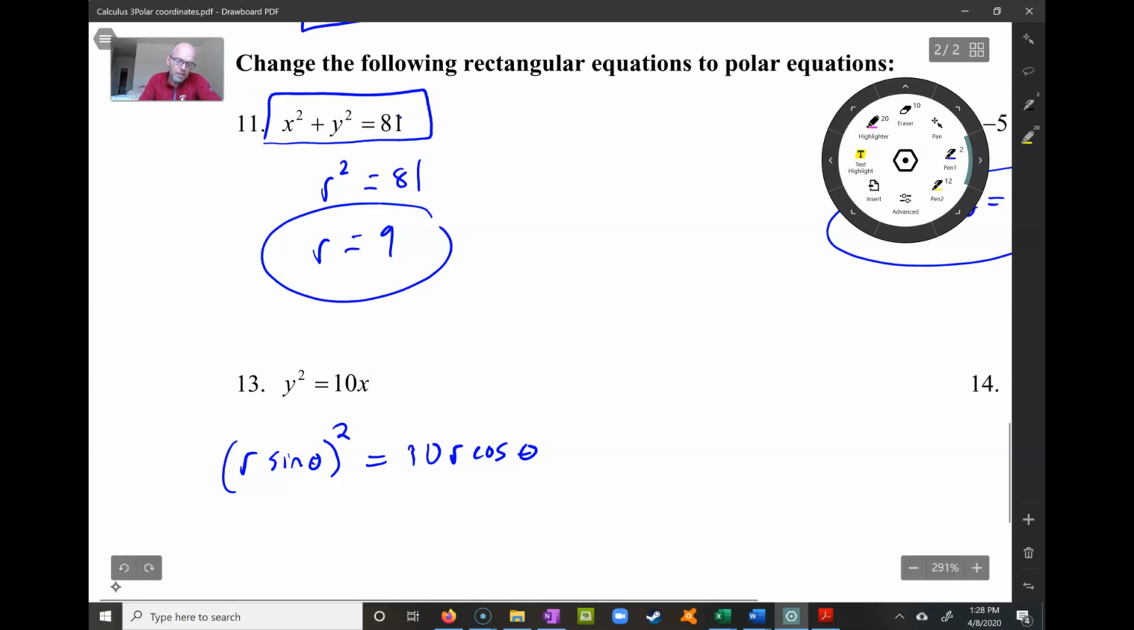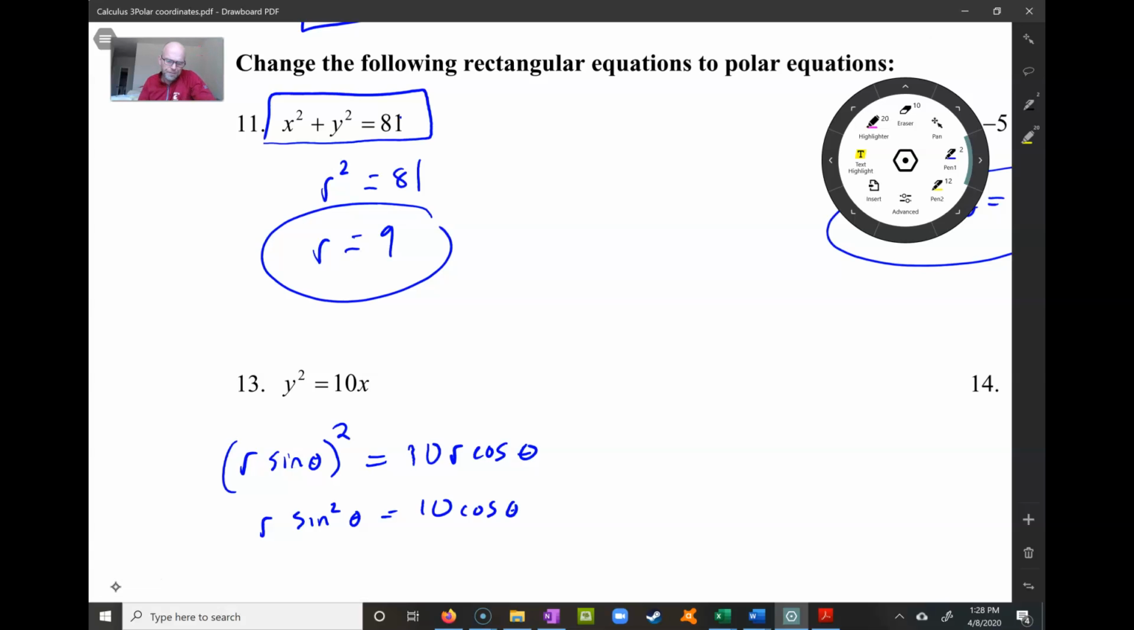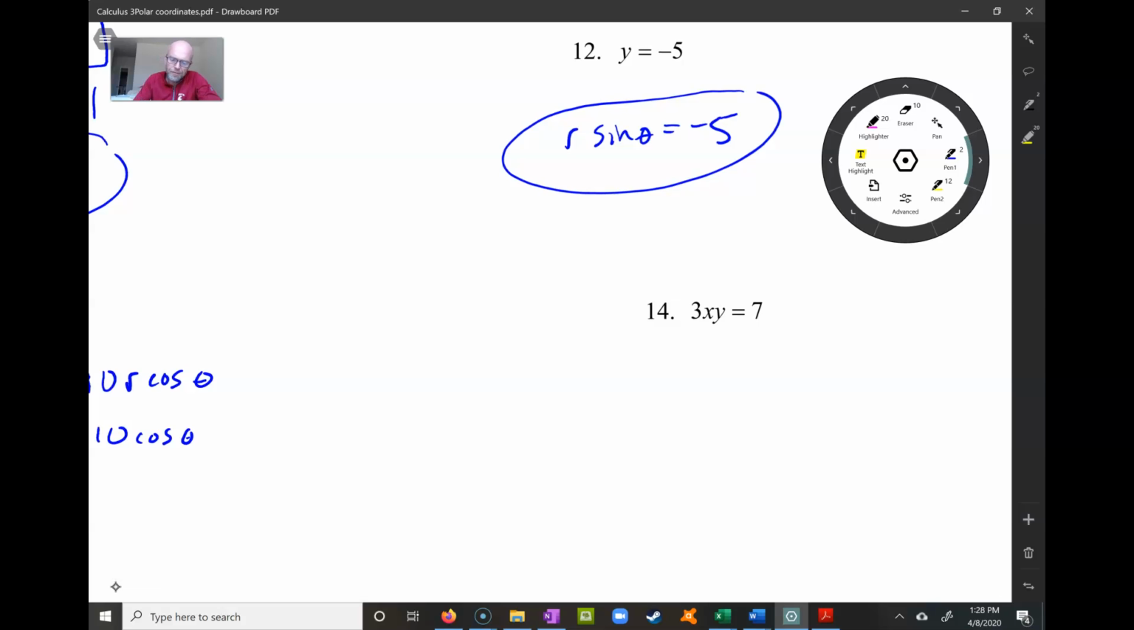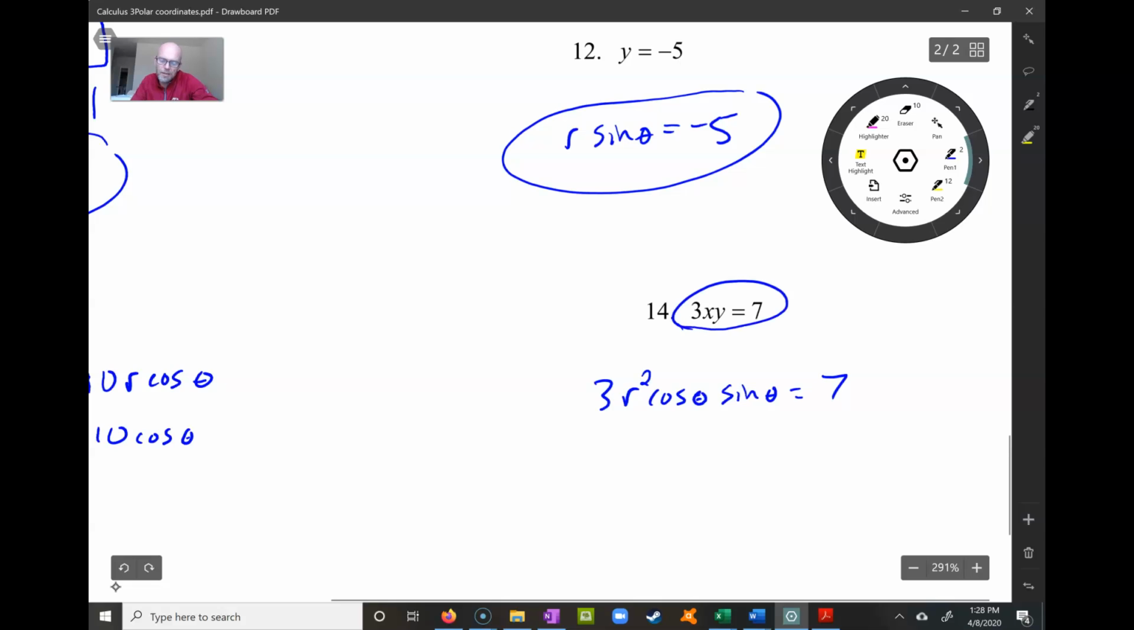And you could notice there's r's on both sides, so I could rewrite this as r sine squared theta is equal to 10 cosine theta, because I don't need to leave both r's in there. So just simplifying it a little bit, and that would be an equation with theta and r in it and no x's and y's. If we do one more here, I'm going to replace x with r cosine theta, and replace y with r sine theta, and I'll just square that, and that's equal to 7. So not much we can do with that. I changed it from an equation involving x's and y's to an equation involving r's and thetas.